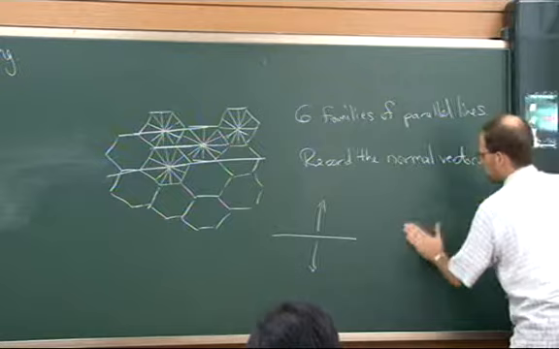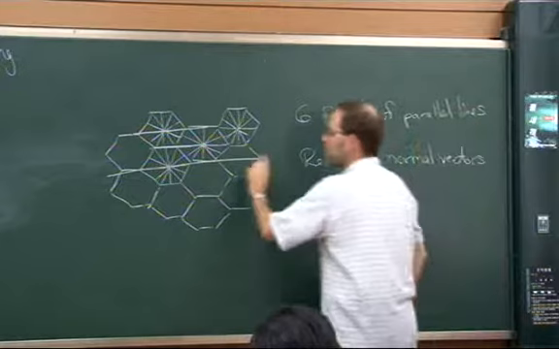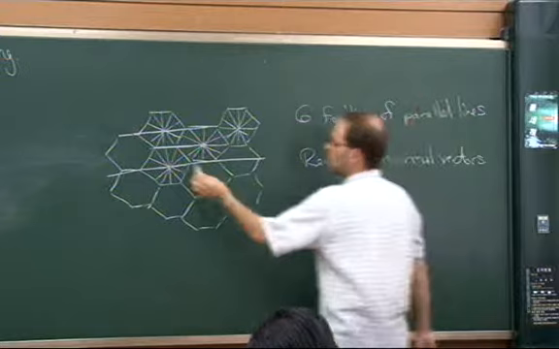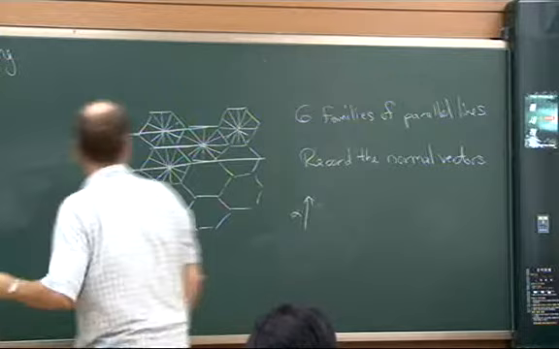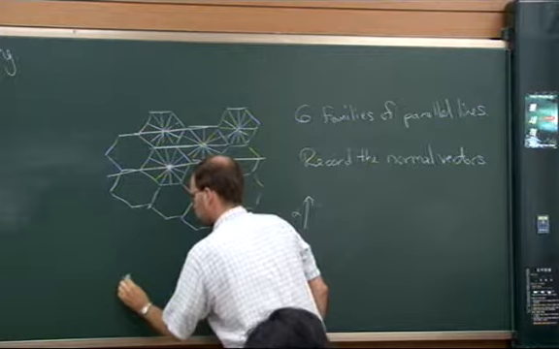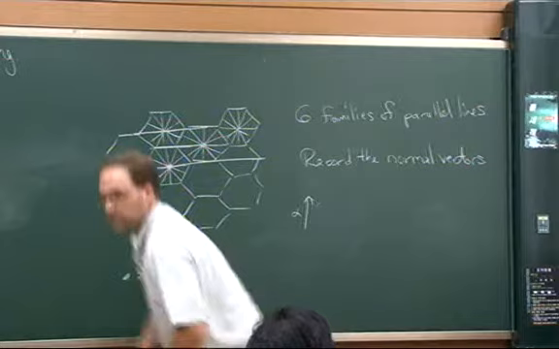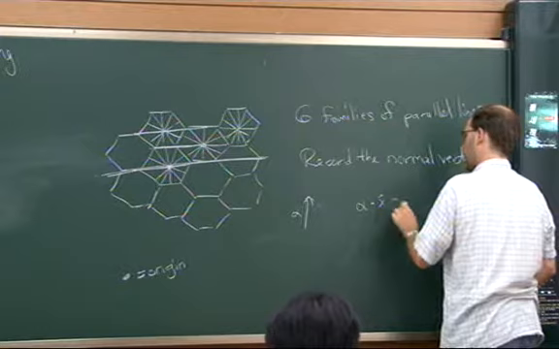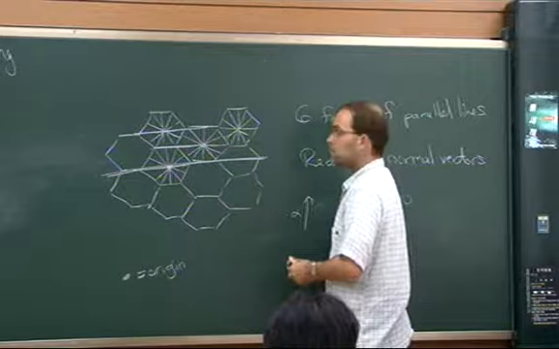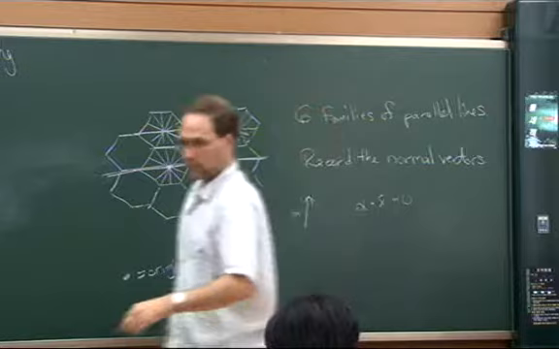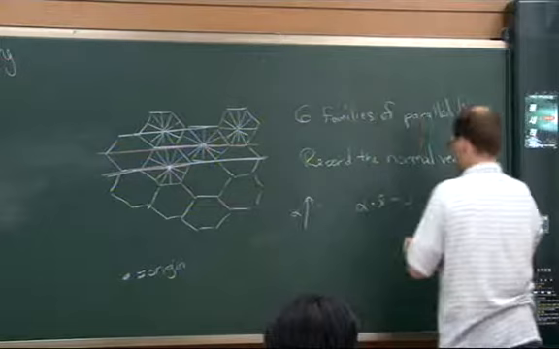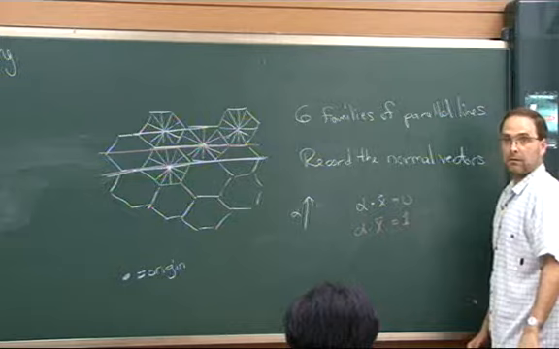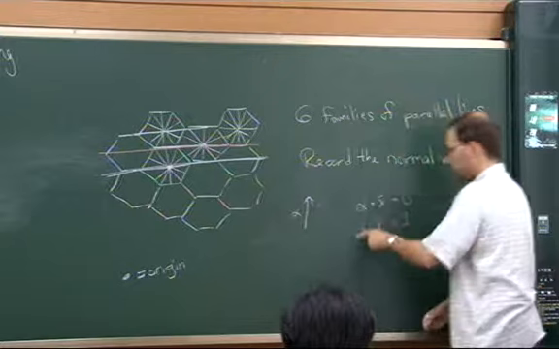But I want to do it in a slightly strange way. If I write down a vector alpha that's vertical, let's say that this is the origin. Then what's the equation of this line? The equation of this line is alpha dot x equals 0, right? It's the stuff perpendicular to alpha. What I want to do is pick alpha so that the next line has the equation alpha dot x equals 1.